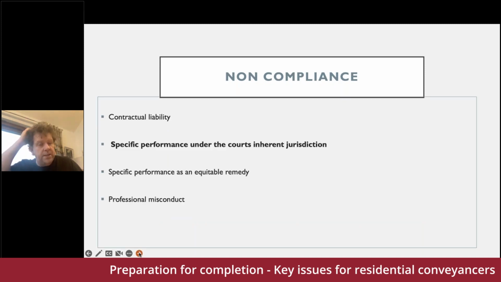Non-compliance, of course, will lead to contractual liability, and will lead to risks of an action for specific performance against our client. Remember that specific performance is an equitable remedy and therefore not guaranteed. Remember that specific performance relies upon the person seeking it having clean hands. And of course, remember that a breach of undertaking will, in most circumstances, constitute professional misconduct.